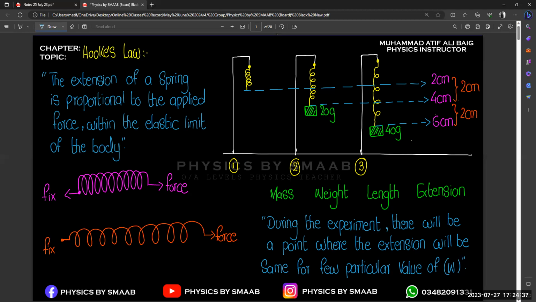Or you can just simply find out the weight, because we know that 20 gram will be equal to 200 Newton, right? So you can use Newton or Newton meter, it's up to you. Our main focus is not to convert the unit. We just simply focus on finding out the direct relation between force and the extension, right?